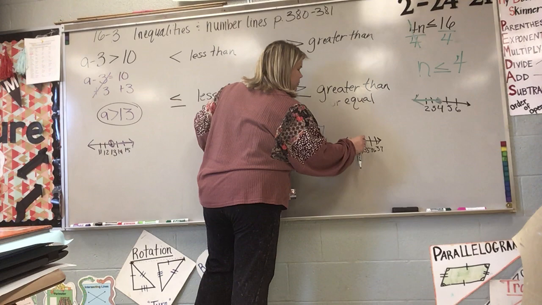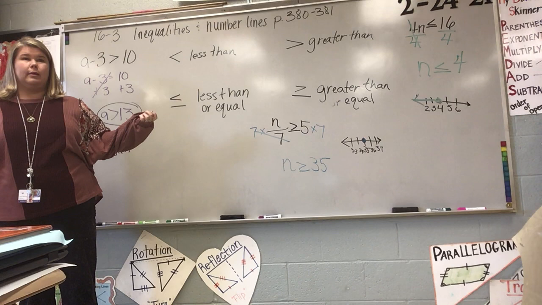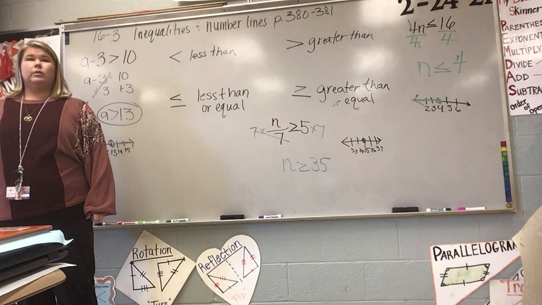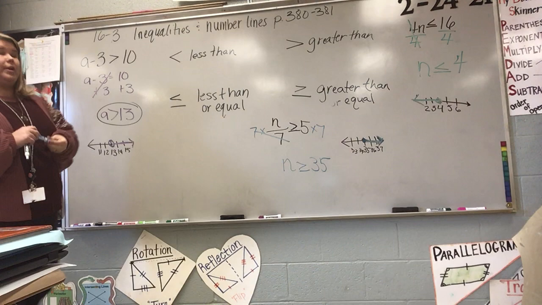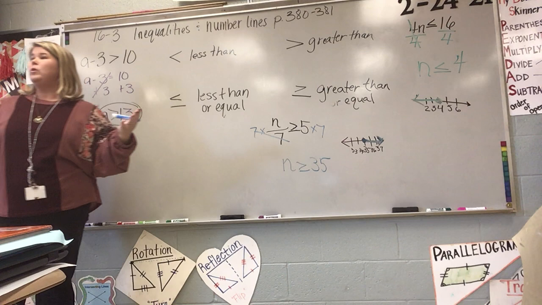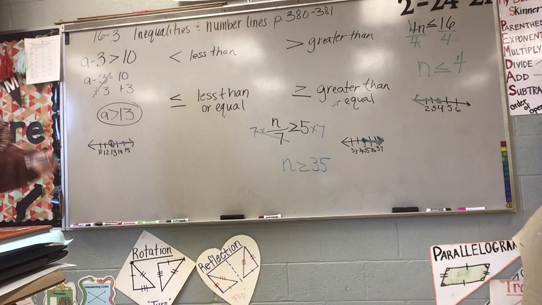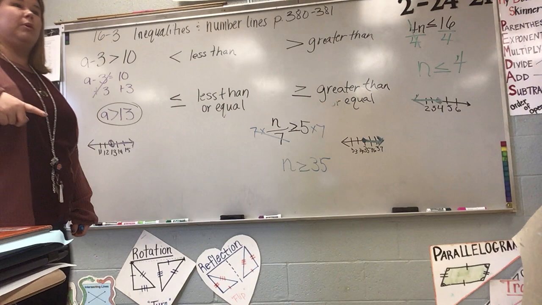Well, what does n have to be? If n is greater than or equal to 35, then it's bigger. So it's going to be 36, 37, or 35. It could be. I invited 35 people to invite a friend, because they could all invite a friend. So it could be 35 people to show up, or all their friends could come with them. So it could be more, or it could just be their friends.